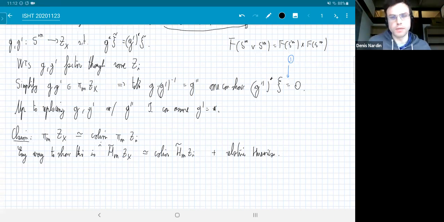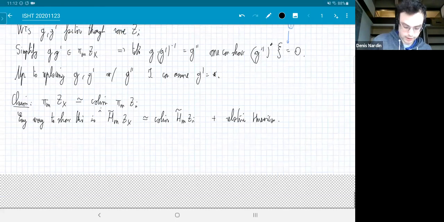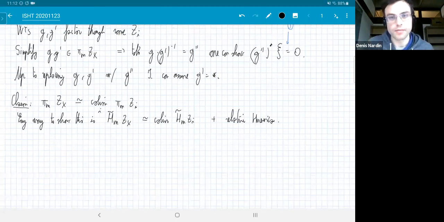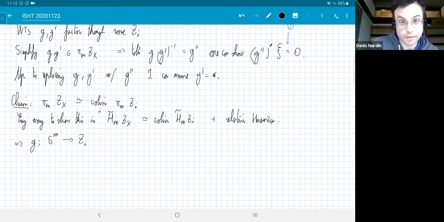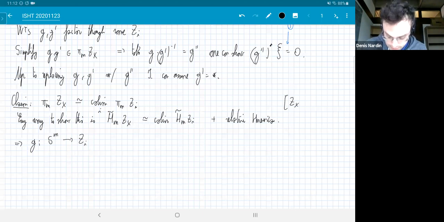I don't know if people remember it, we did at the very last end of last semester the relative Hurewicz theorem, that the map on relative homology to the relative homotopy groups is 0. So the upshot is that G lifts to some Zi. If you want, this is a compactness argument. This is morally telling you that Zx is a mapping telescope.